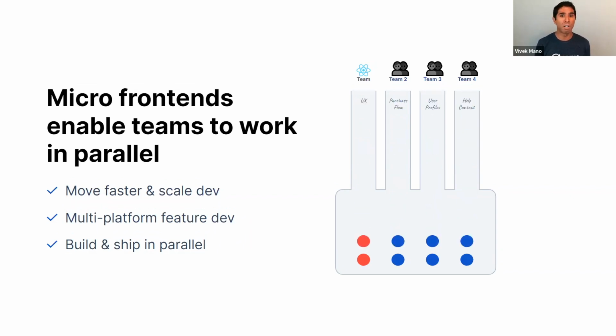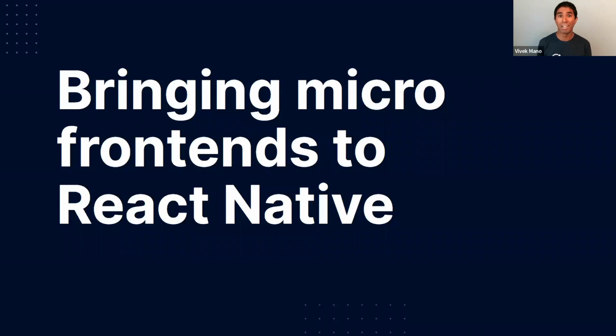And best of all, these teams are able to build and ship in parallel, autonomously, and without stepping on each other's toes. This is the promise of micro frontends in general. And what we, and Josh specifically, and a lot of other people at Ionic have decided to do is dive into how we can make this work for mobile and how we can bring this reality to React Native.